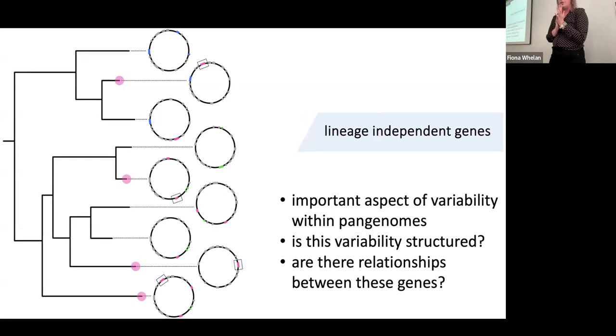So these lineage independent genes, we wanted to know if this variability was structured. So they're an important aspect. As you'll see, there are quite a few of these genes within pangenomes. And we wanted to ask if they were under evolutionary pressure. Were they under any selective pressure to be in the certain strains that they're in? Or were they just present by chance?